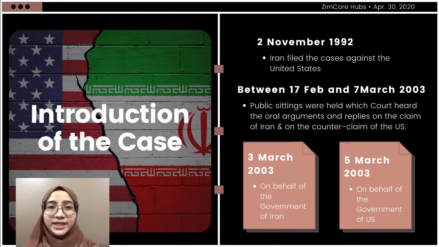On behalf of the US government, the United States stated that they did not breach their obligation to Iran under Article X, Paragraph 1 of the 1955 treaty between the US and Iran, and that the claims of Iran are accordingly to be dismissed.